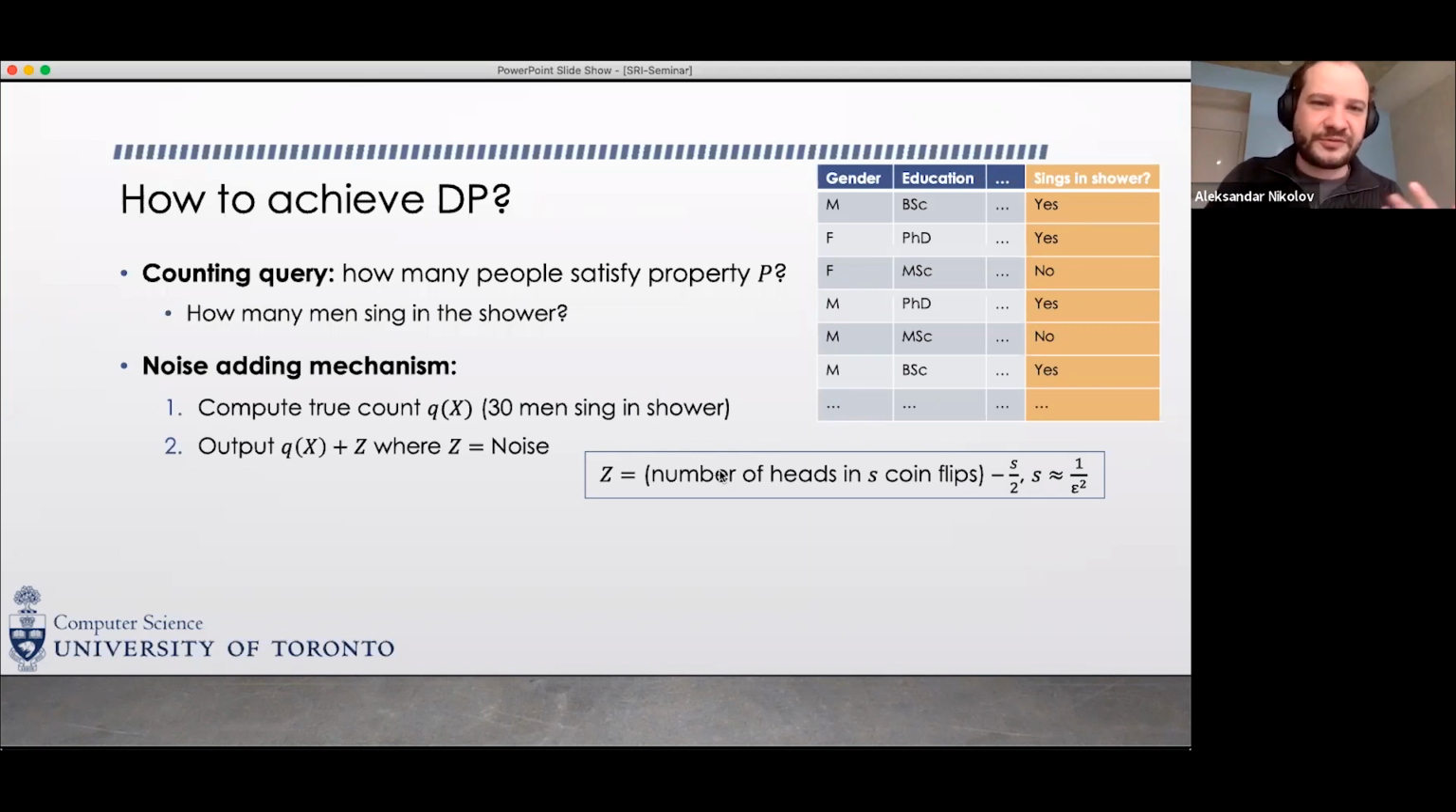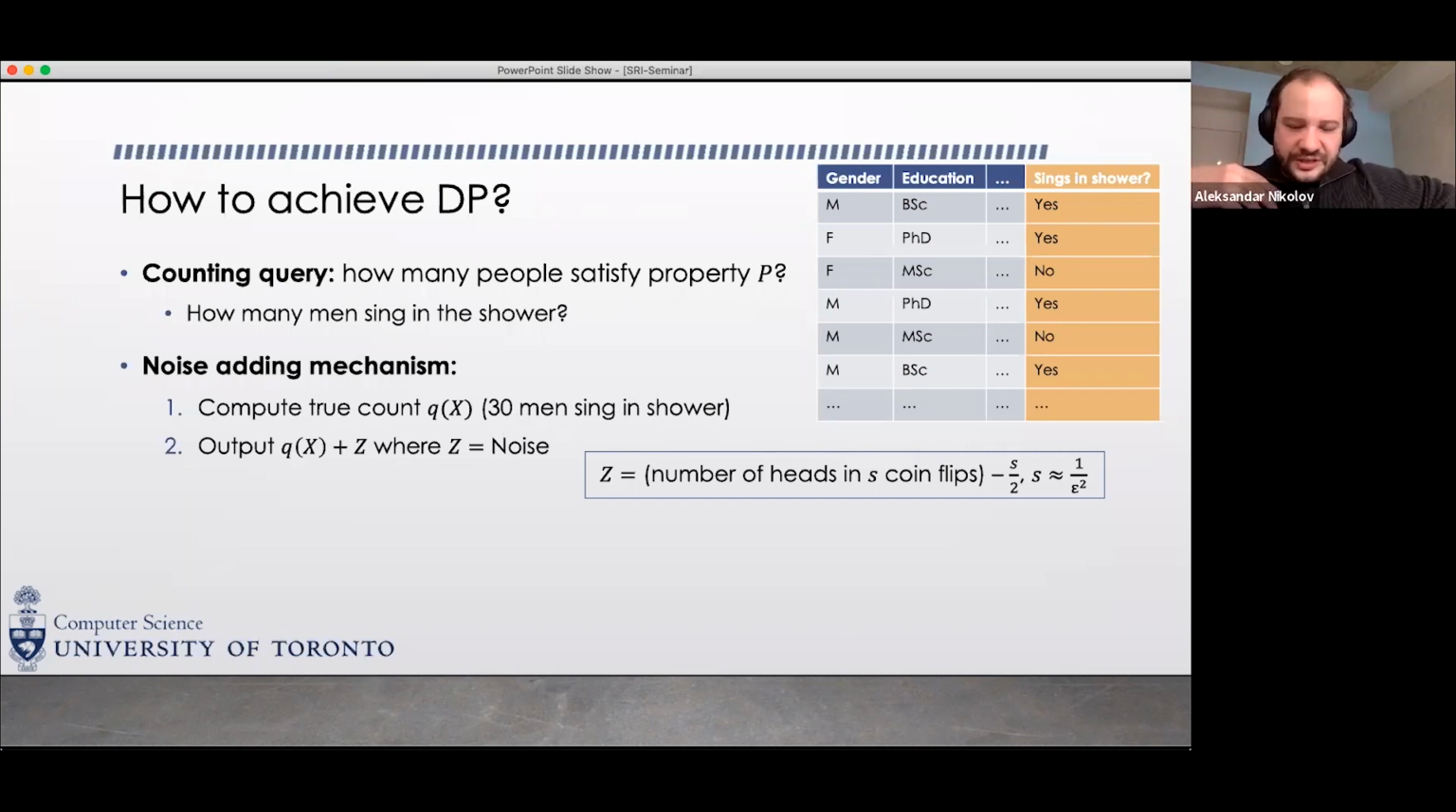For some reason we call differentially private algorithms mechanisms. I'm not sure why actually. And a simple differentially private way to answer a counting question like this is to compute the true count of how many data points in the data set correspond to men singing in the shower. And then you don't output that answer. Instead, you output that answer, let's say 30, plus some random noise. And there are many choices for the random noise. I'll give one that's intuitive to me at least.